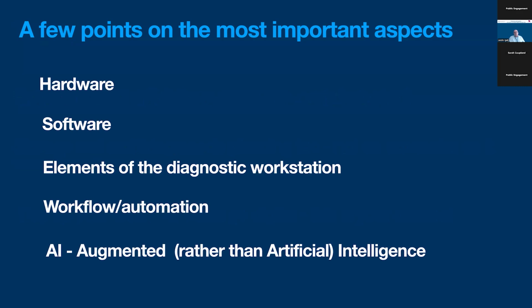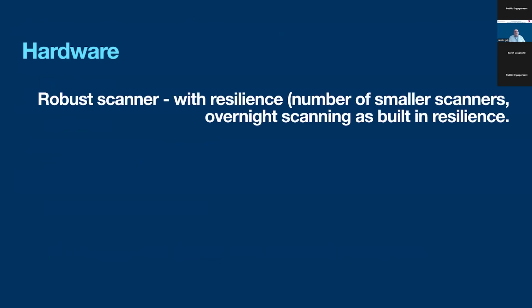I would like to give you a few points on the most important aspects: hardware, software, the workstation, workflow automation, AI. Hardware, the scanner is important. You have to have resilience. We have got 4 different types of scanners in our lab. Each one of them does things slightly differently, and each has an ace feature which the others don't have. Build a system in which you can have different scanners, and we have got scanning capacity for everything within the day practice, and we leave the night scanning for contingencies.